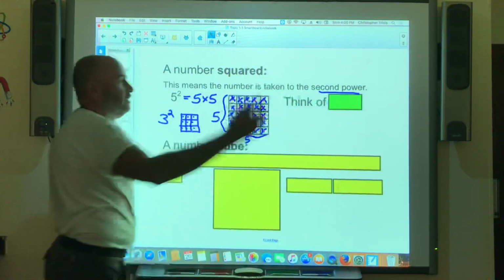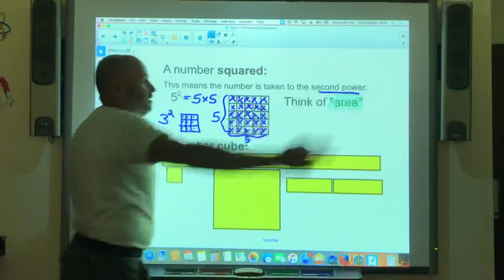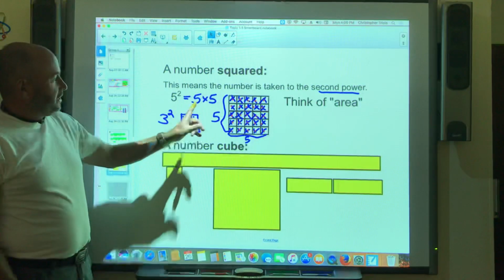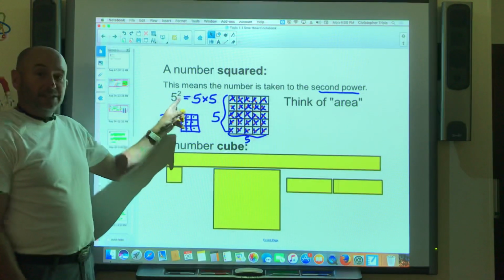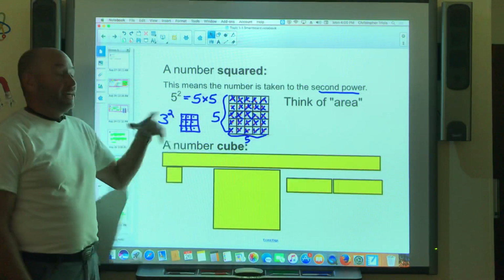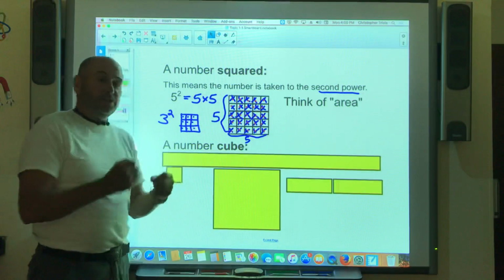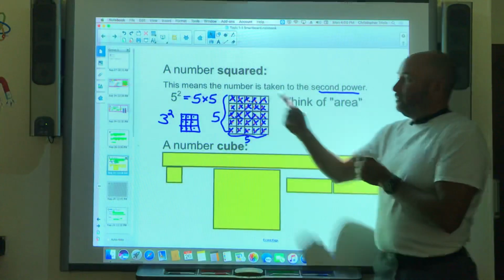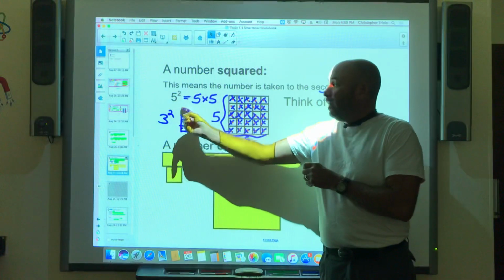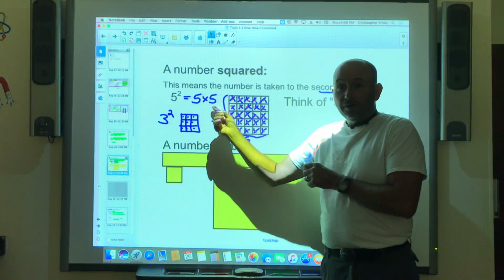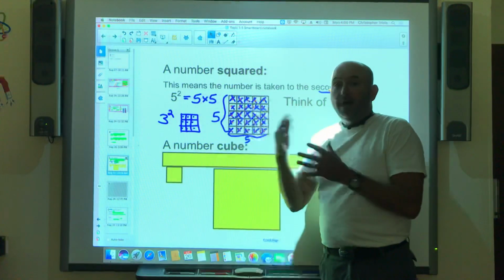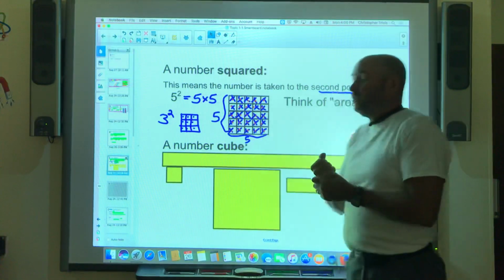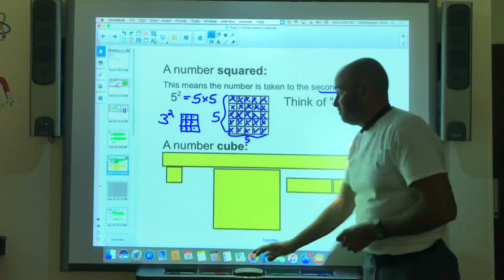So, think of area. When you think of area, you're basically squaring things, okay? That's why they say square feet, square centimeters, square inches, okay? It means you're going to multiply some base by itself. You're going to use it as a factor twice, okay?